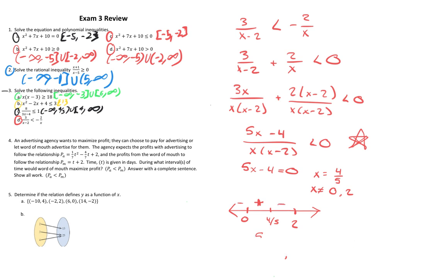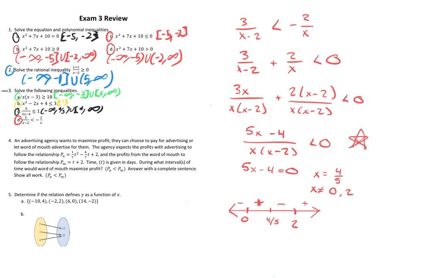And then next we plug in a number greater than 2, such as 3. That means that this is going to be 15 minus 4 over 3 times 1, which is all going to be positive. So we know that everything past this point is going to be positive.